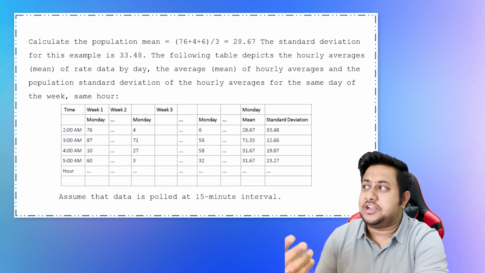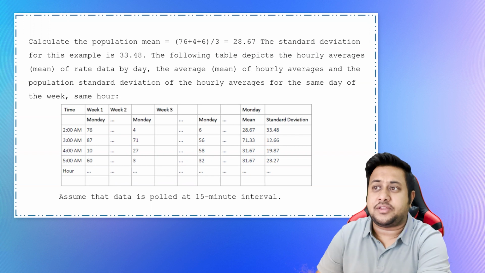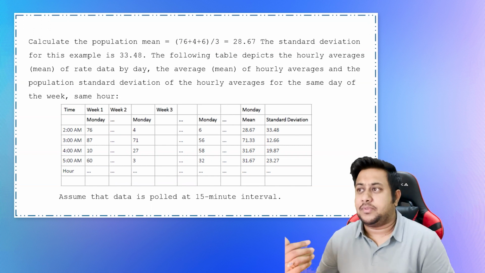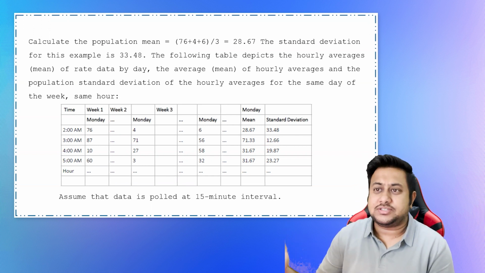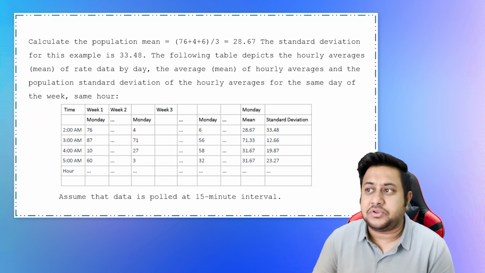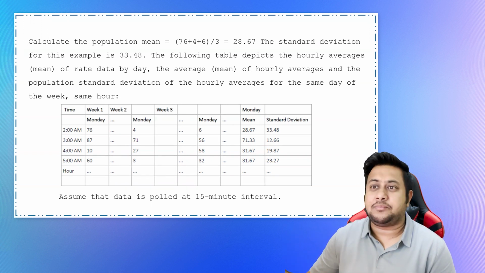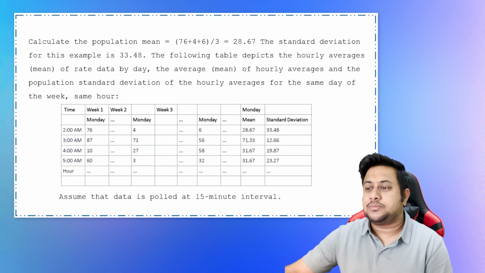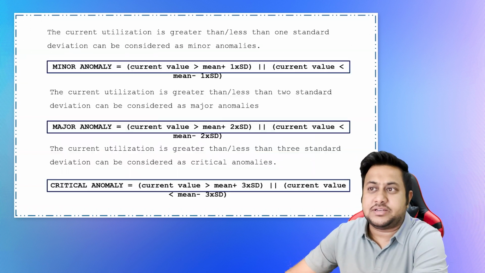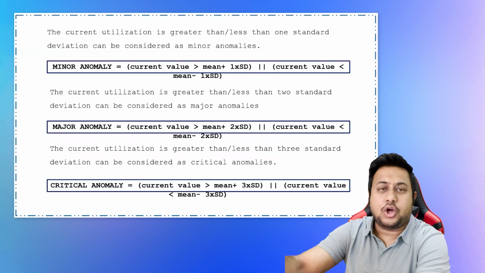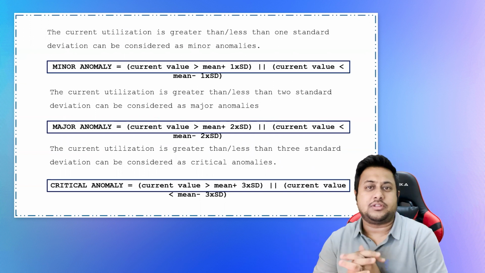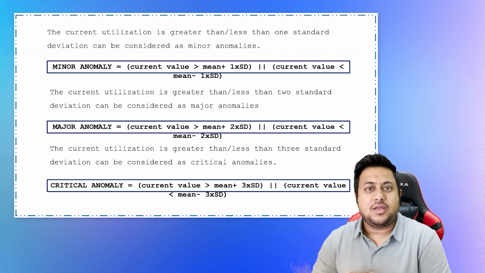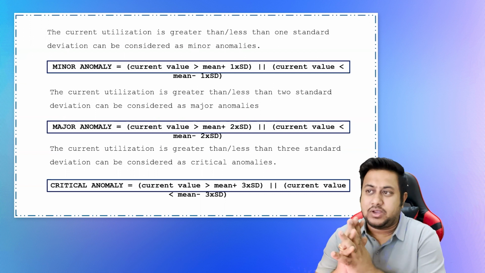The following table depicts the hourly averages of the rate data by day. The average of hourly averages and the population standard deviation of the hourly averages for the same day of the week, same hour. Assume that the data is polled at 15 minutes interval. Okay, on the basis of this logic we created an algorithm. And then we'll jump onto the algorithm. So we'll quickly show you the algorithm.